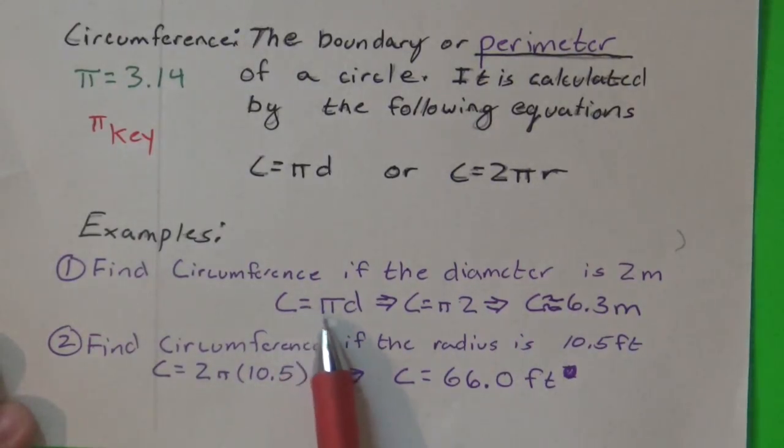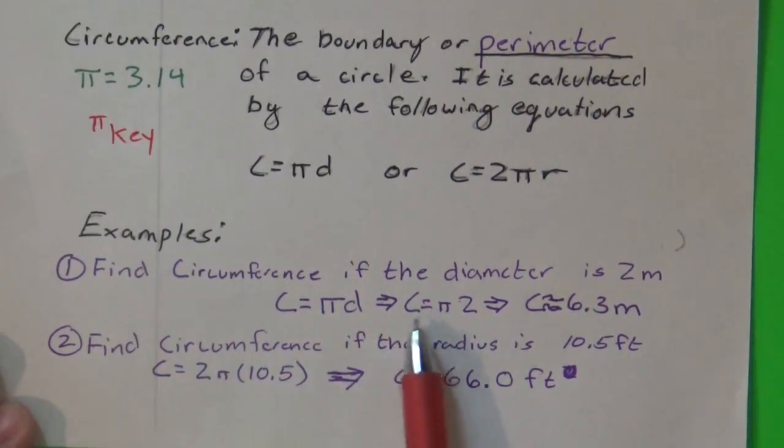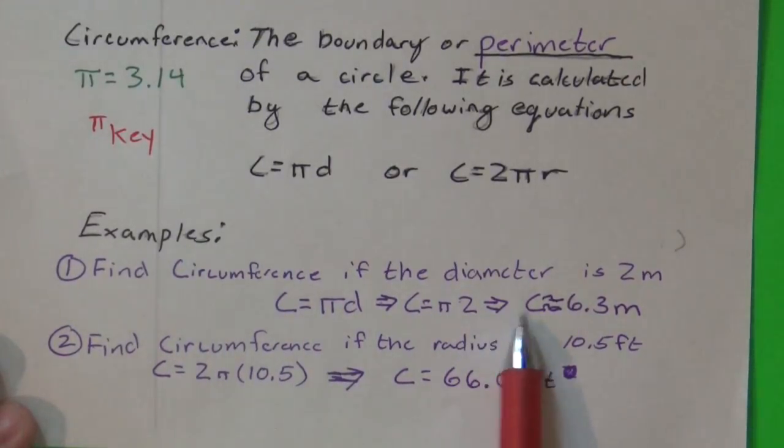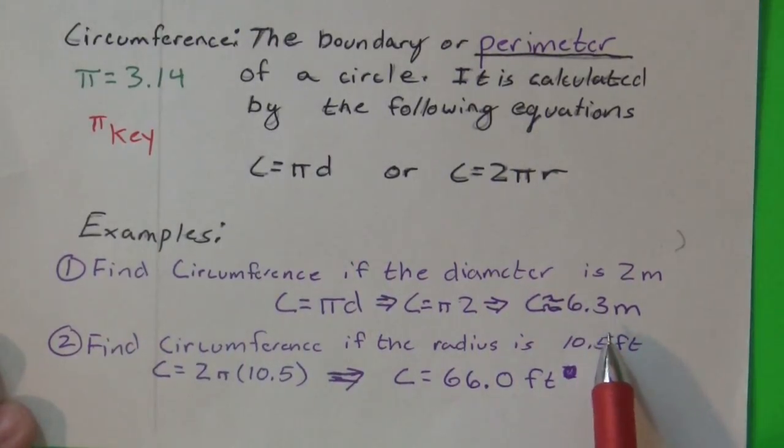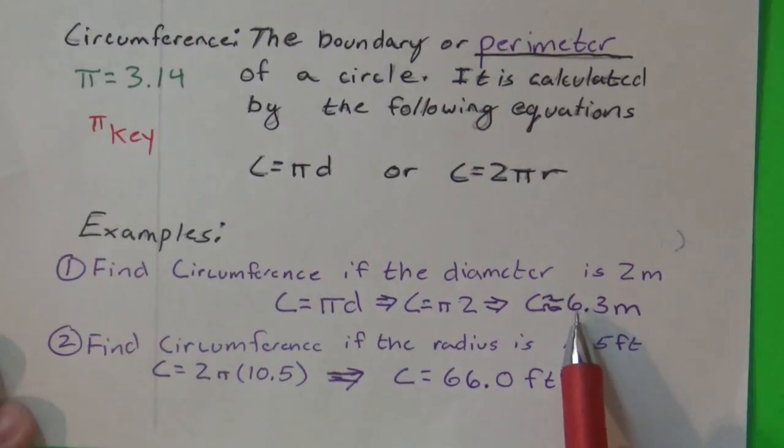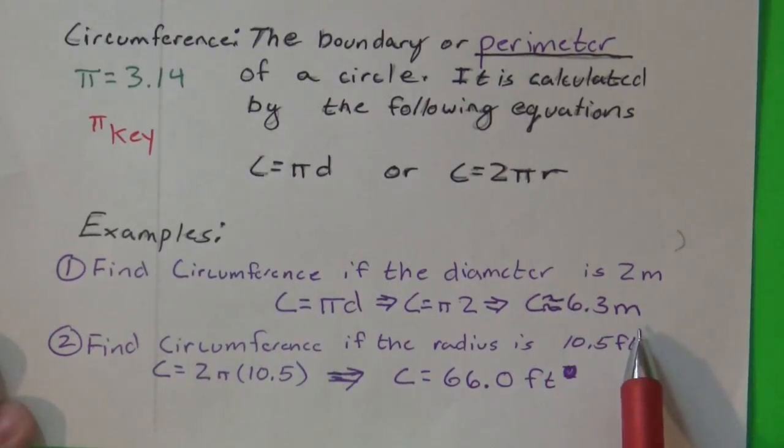So I know circumference equals pi times diameter. I plug in my 2. Circumference equals pi times diameter. In this case, I used my calculator. I rounded to the nearest tenth. I got that my circumference is equal to approximately 6.3 meters.